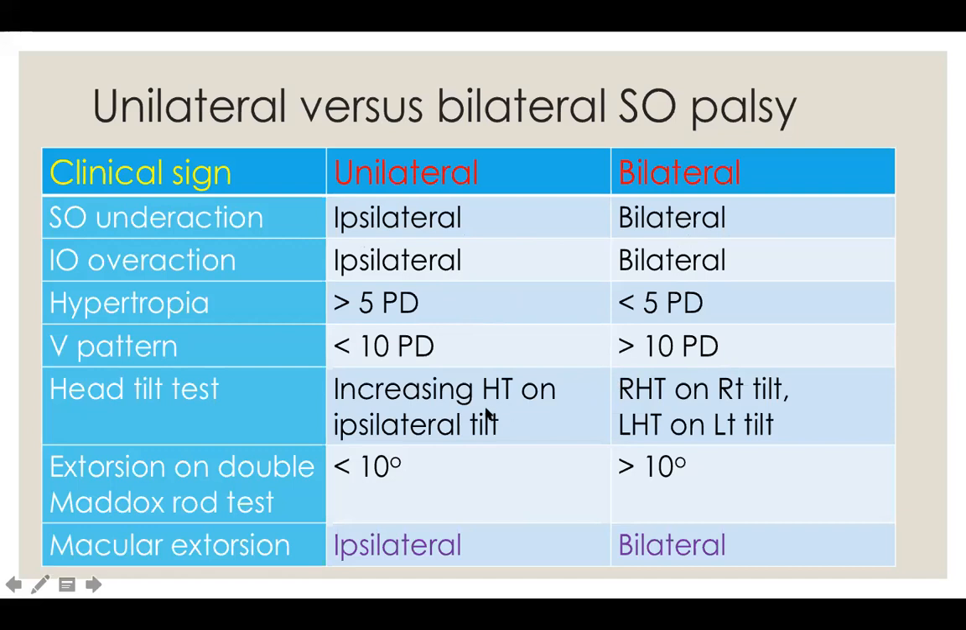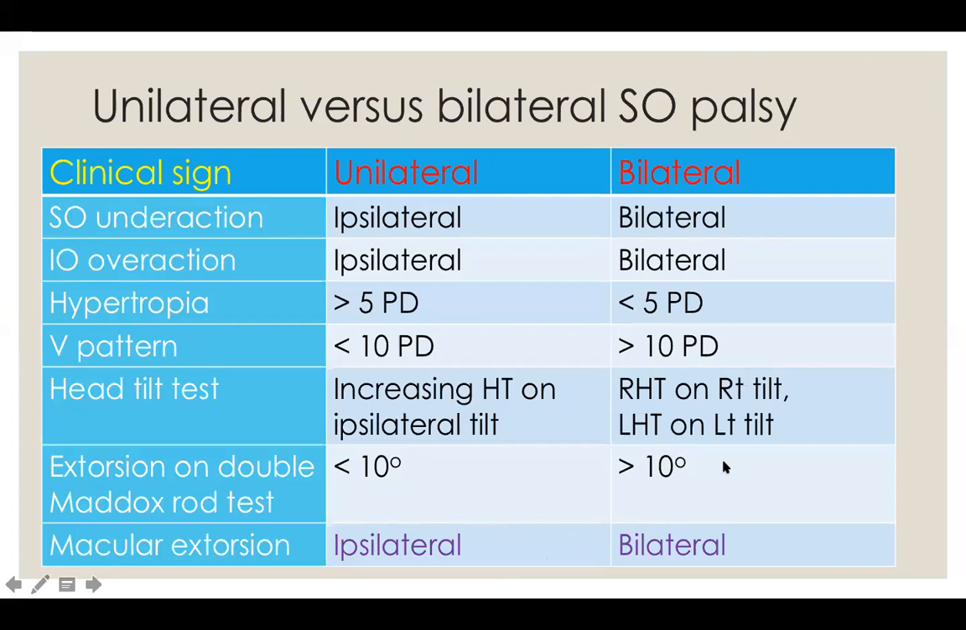In the head tilt test, there is increasing hypertrophy on ipsilateral tilt only. In bilateral superior oblique palsy, there is right hypertrophy on right tilt and left hypertrophy on left tilt. On the double Maddox rod test, there is less than 10 degrees of extorsion in unilateral cases, more than 10 degrees of extorsion in bilateral cases. And on fundus examination, macular extorsion is ipsilateral in unilateral cases and bilateral in bilateral cases.